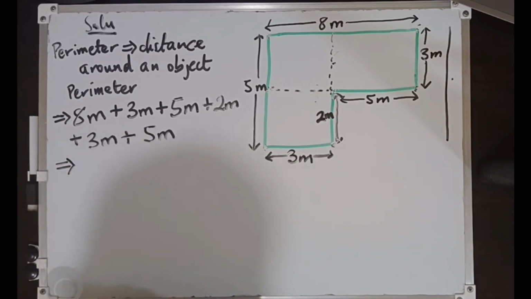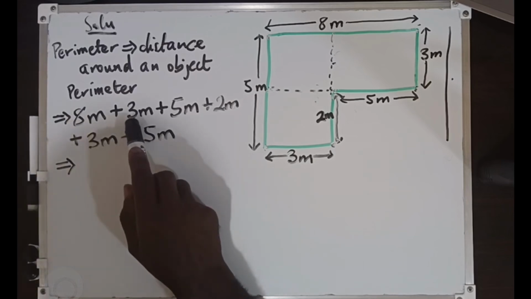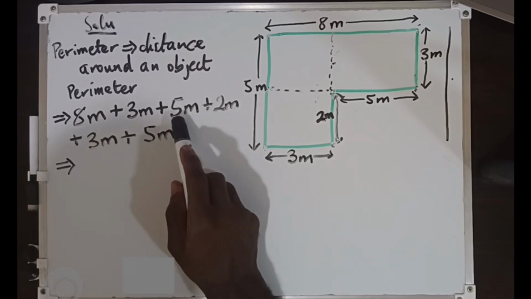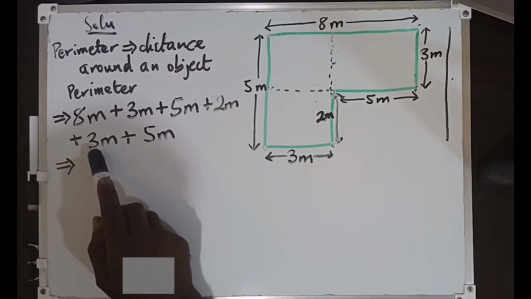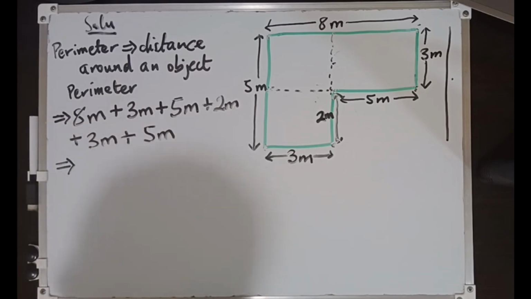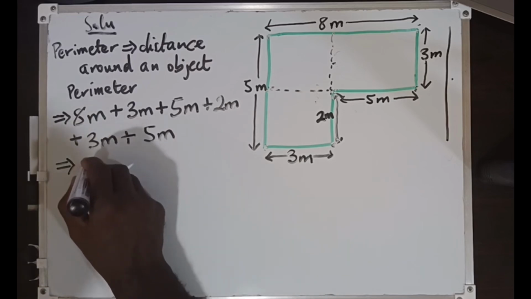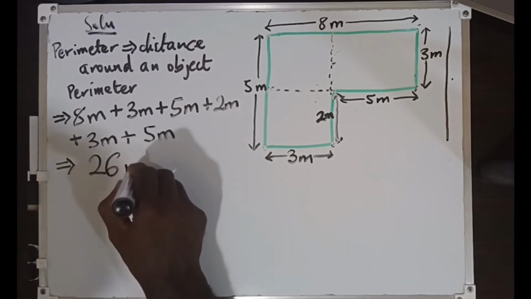If we are simplifying, we have 8 plus 3. 8 plus 3 is what? 11. 11 plus 5, that is going to give us 16. Then 16 plus 2 is going to give us what? 18. Then 18 plus 3 is going to give us 21. Then 21 plus 5 is going to be 26 meters. So we have 26 meters.